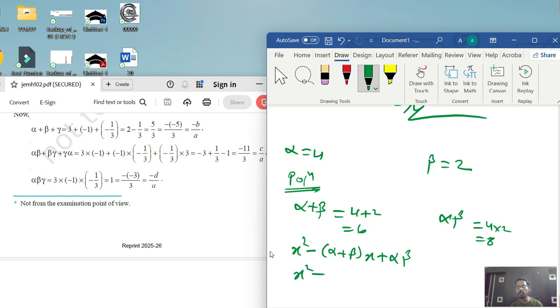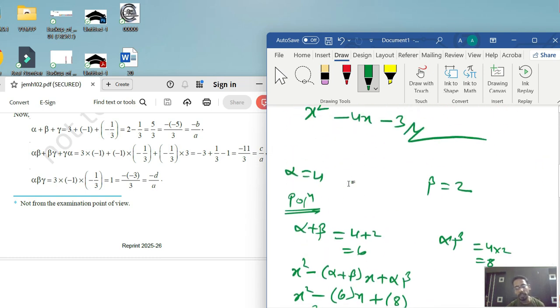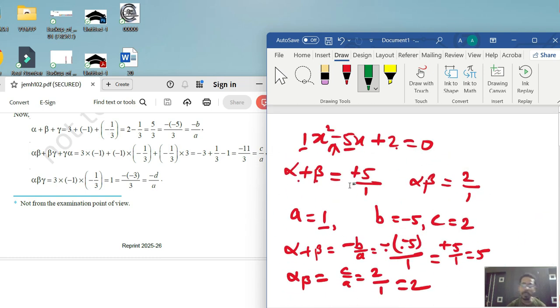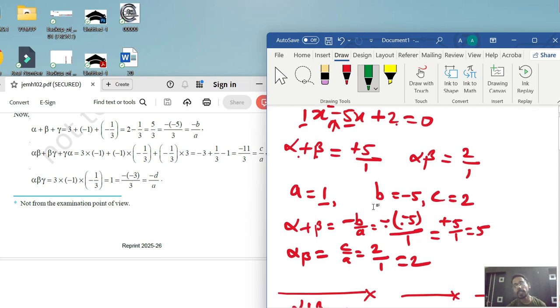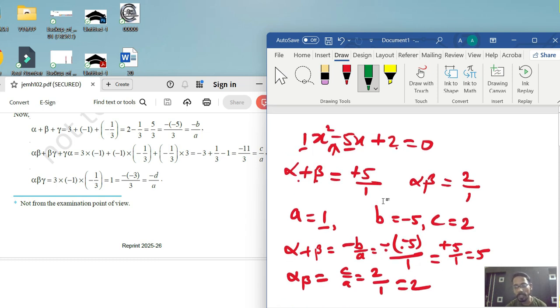So x square minus alpha plus beta, which is 6, x, then alpha beta is 8. So we can write x square minus 6x plus 8, that will be the result. Got it? So if alpha plus beta is given, we can find the equation. If the equation is given, we can find alpha plus beta and alpha into beta, that is the sum of the roots and product of the roots.